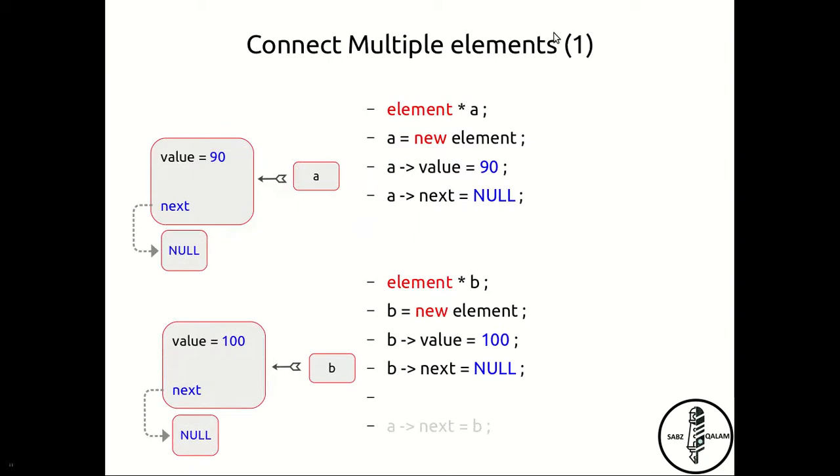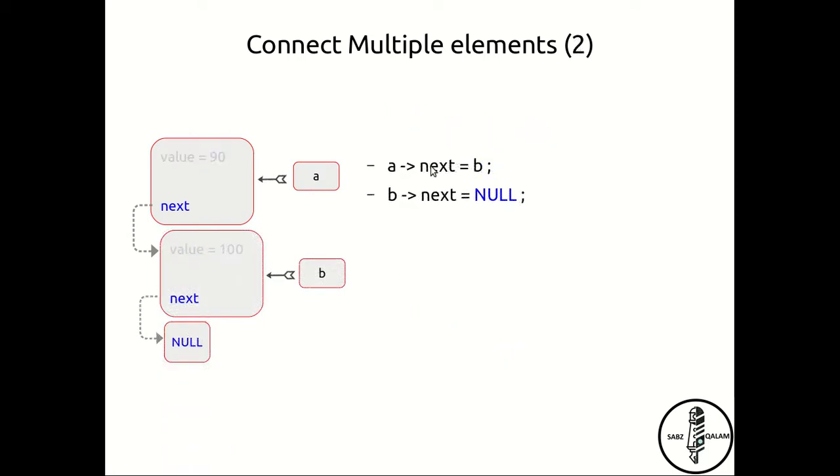So how do you combine multiple elements? So this is an element pointer A. And then A has been assigned as new element. So this allows A to point to a memory location equal to the size needed for one element. And then A's value, the value that A points to, has been assigned as 90. And the next that A points to has been assigned to null. The same goes with B. You can connect this fairly easily simply by saying that A's next has been assigned as B. So now next is pointing to this location, which B is pointing to as well. And then B is pointing to null. So this is a simple linked list having just two elements in there.